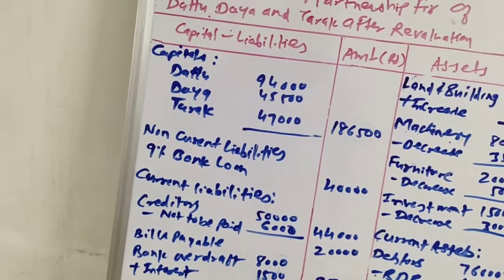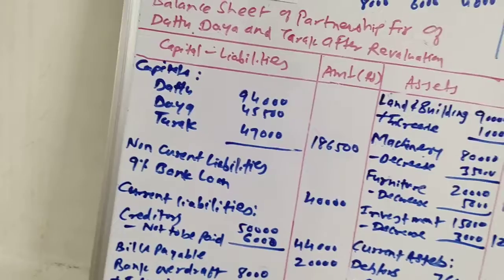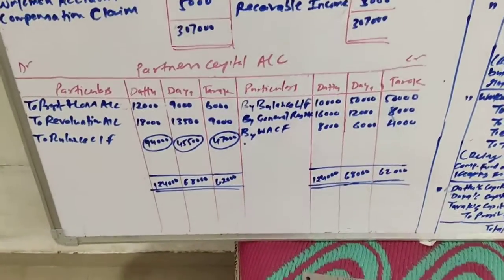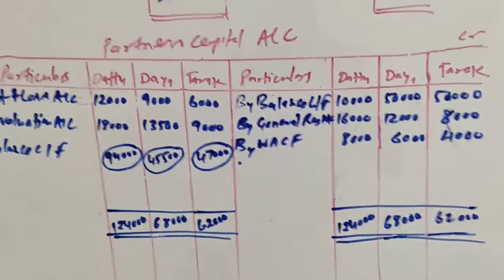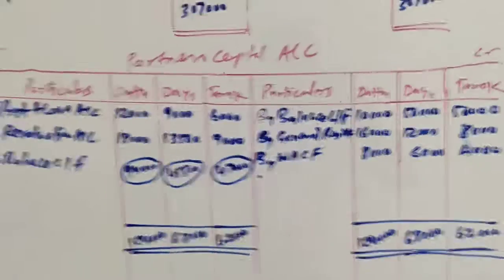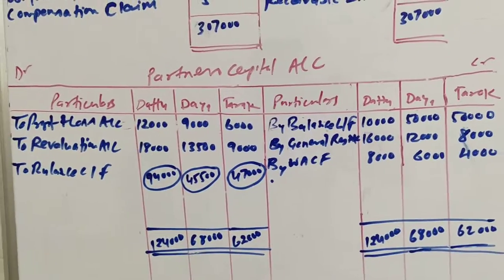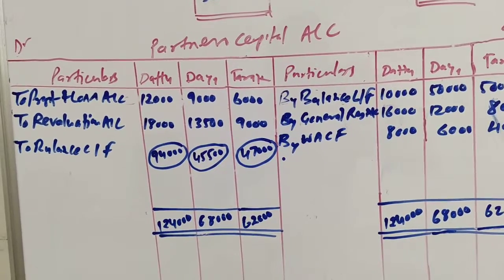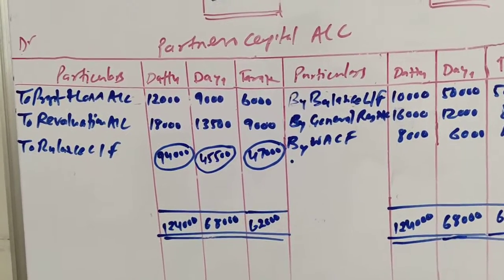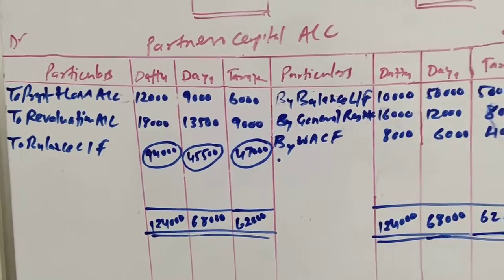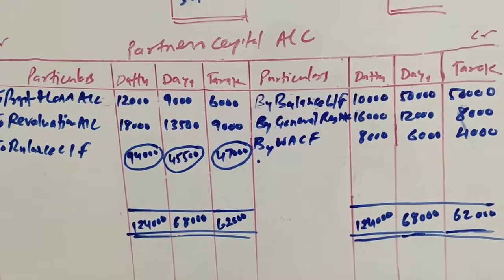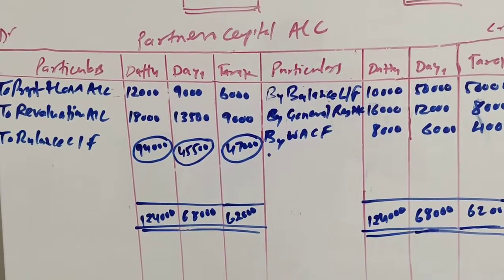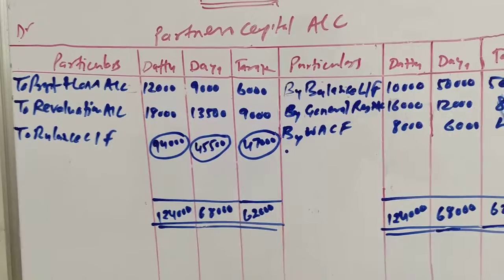Now what we have to do is find the difference of the capital accounts, which will be the closing balance of capital. If we go through our capital account, we will see in Dattu's column the credit total is 1,24,000 and the debit total is 30,000. So 94,000 will be the balance of Dattu's column. The same way in Daya's column, credit total is 68,000, debit is 22,500, so the difference will be 45,500. And in Tarak's capital 62,000 is the total of the credit side and 15,000 is the total of the debit side, so 47,000 will be the difference, right?